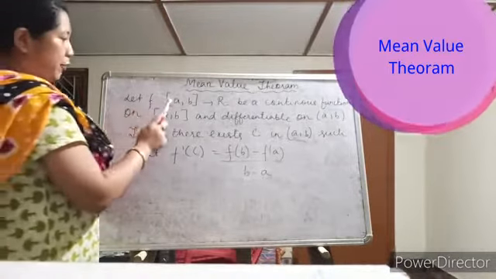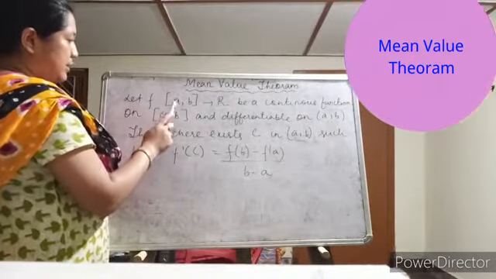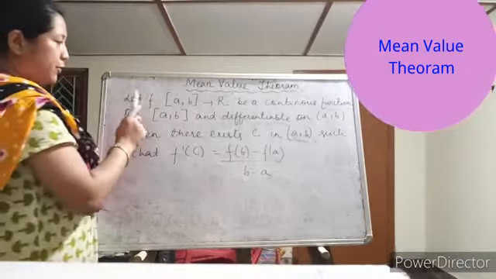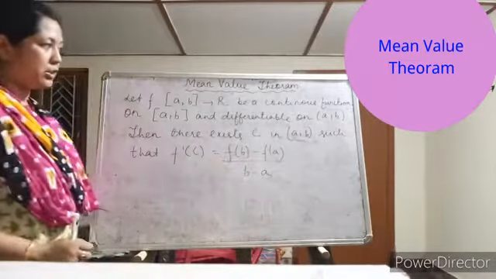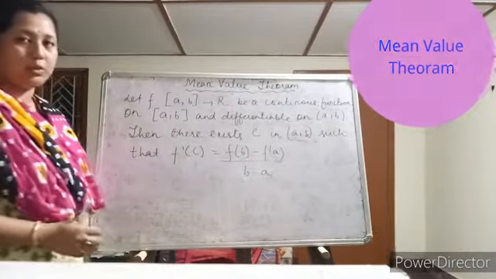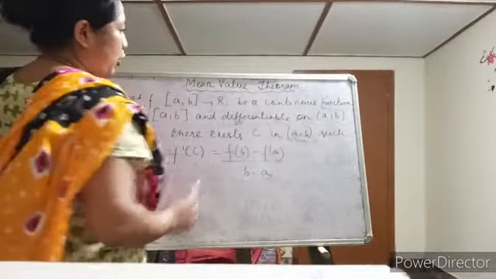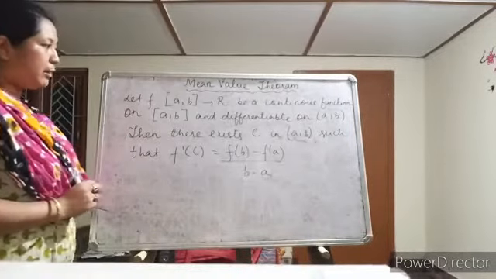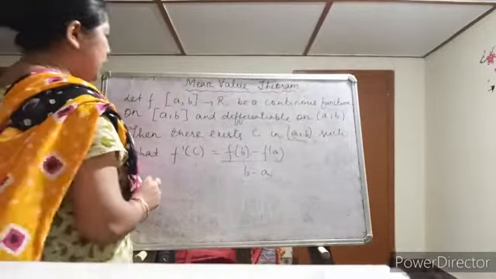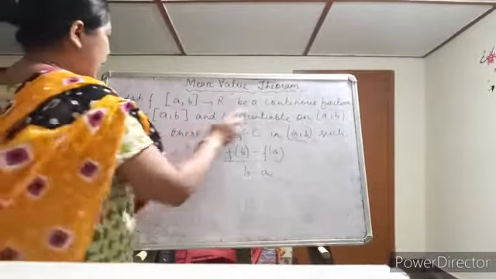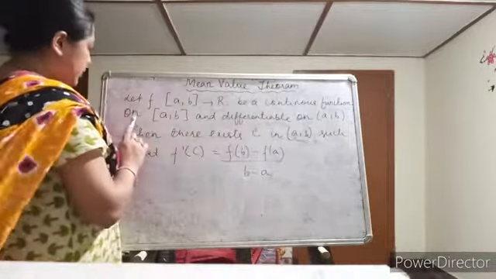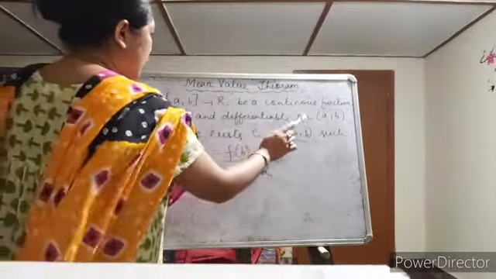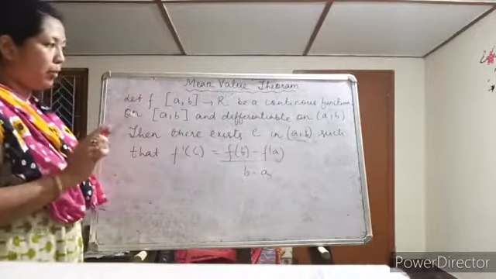Let f be a function defined from the closed interval [a, b], belonging to the real numbers, and this function is considered to be a continuous function. In our previous videos we have understood what we mean by a continuous function. A function is continuous when the left hand limit, the right hand limit, and the value at that point are the same. So you can see this function is continuous on the closed interval [a, b] and differentiable on the open interval (a, b).